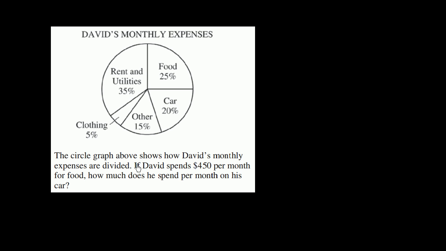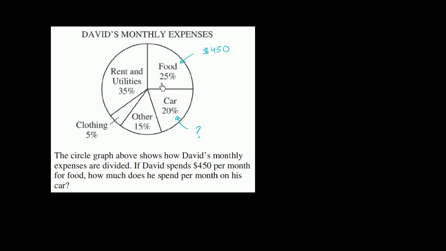The circle graph above shows how David's monthly expenses are divided. If David spends $450 per month for food, so this right over here is $450, how much does he spend per month on his car? So we need to figure out how much does he spend on his car. I encourage you to pause this video and think about this on your own.